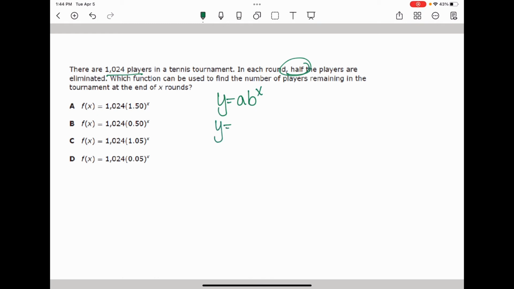So my initial value is 1024. I start off with 1024, and then I'm eliminating half. So half is 1/2, so 1/2 every time. Or in this case, it asks you to write it as a decimal, so I'm going to be multiplying by 0.5 to the x. Because that's an exponential decay function, so this number should be less than 1.